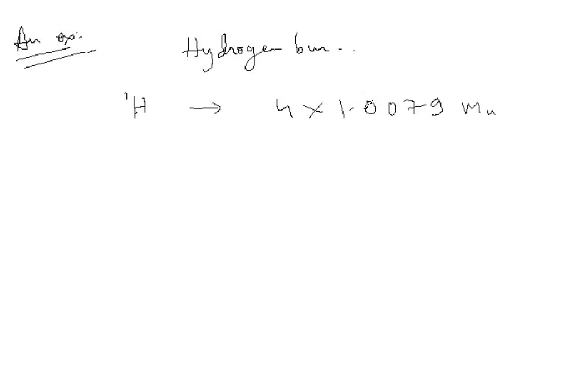Now let us consider an example of this. In a series of reactions that we will talk about later on, known as hydrogen burning, 4 hydrogen nuclei have a total mass of 4 times 1.0079 mu. I am writing in terms of atomic mass units. Now this is transformed into 1 helium nucleus. Now this is not a straightforward reaction. There are various steps in it.